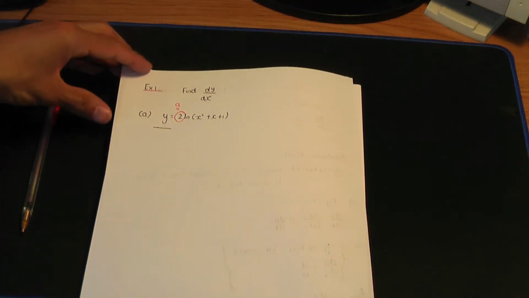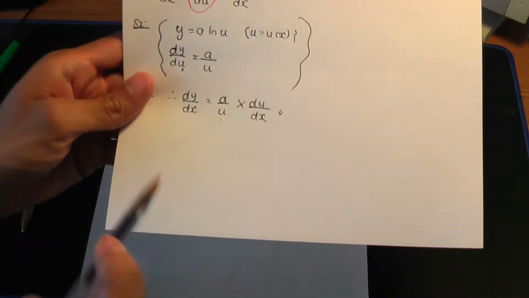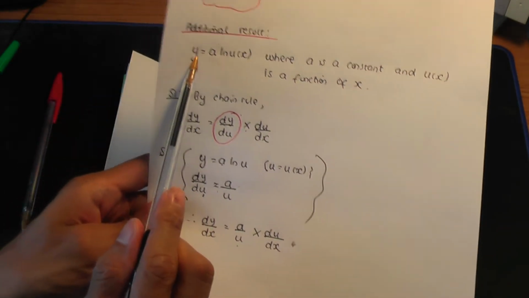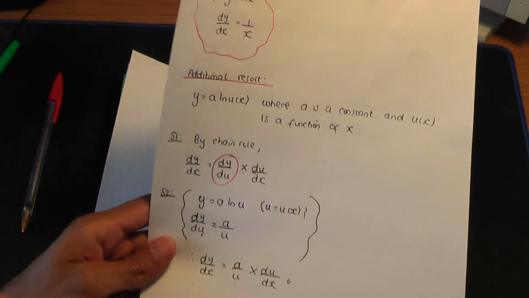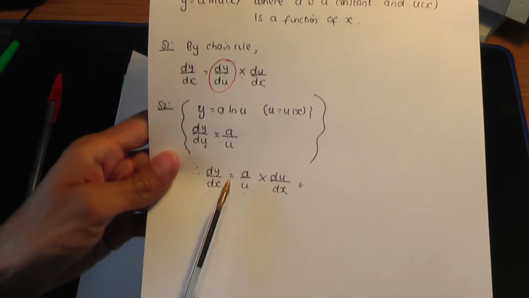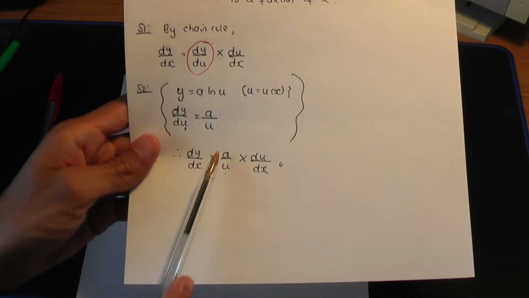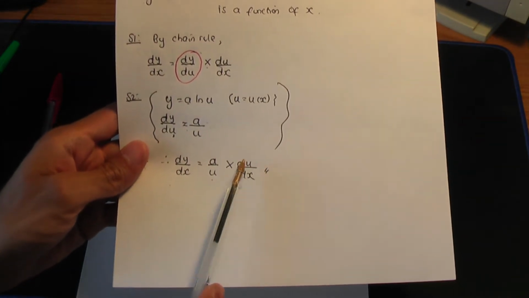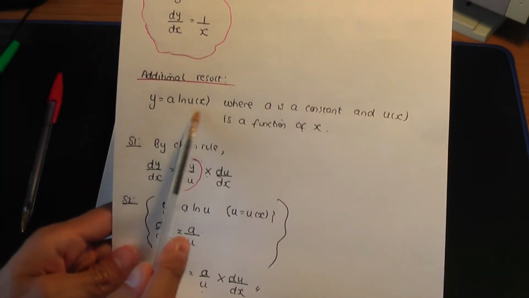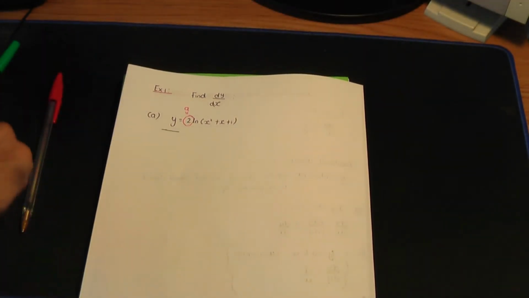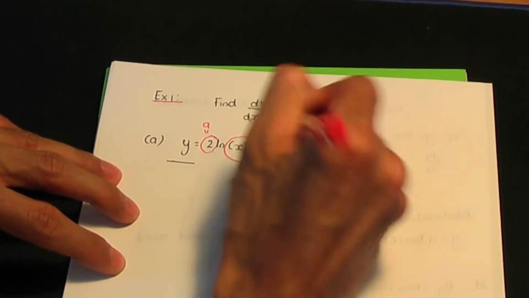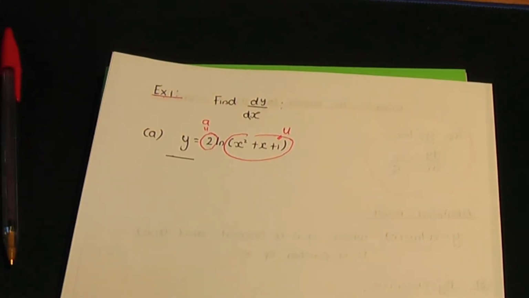So remember, appreciate what the result is saying. If you're differentiating a term of the form a ln u(x), the result is a over u, so constant over u, times d by dx of u, and u is the term alongside the ln. So if we go back to this example, here is our u. So u is x squared plus x plus 1.